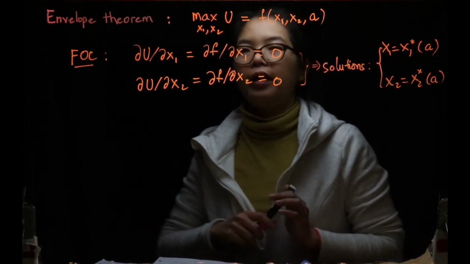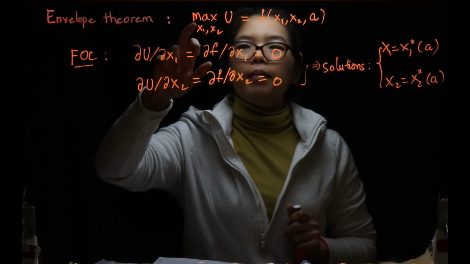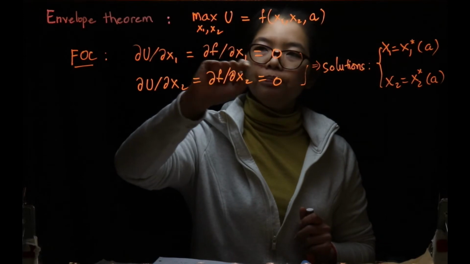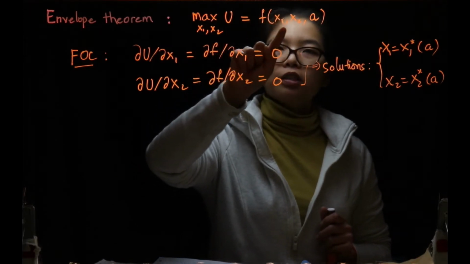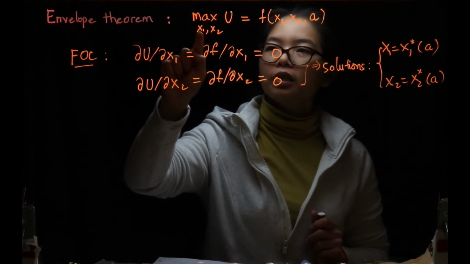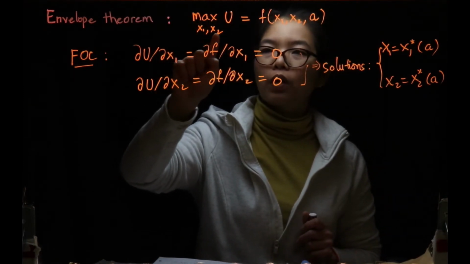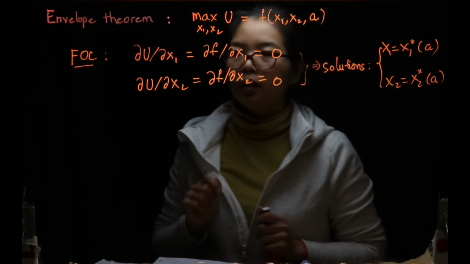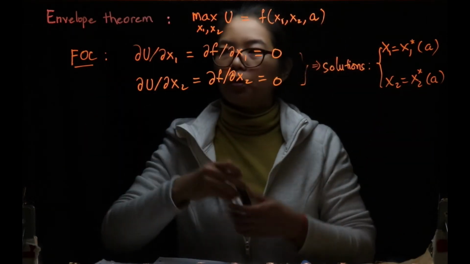But let's go now. Imagine, like before, we want to maximize a utility function u, which is a function of x1, x2, and a. However, we only maximize it with respect to x1 and x2. So a is treated as a constant at this stage.